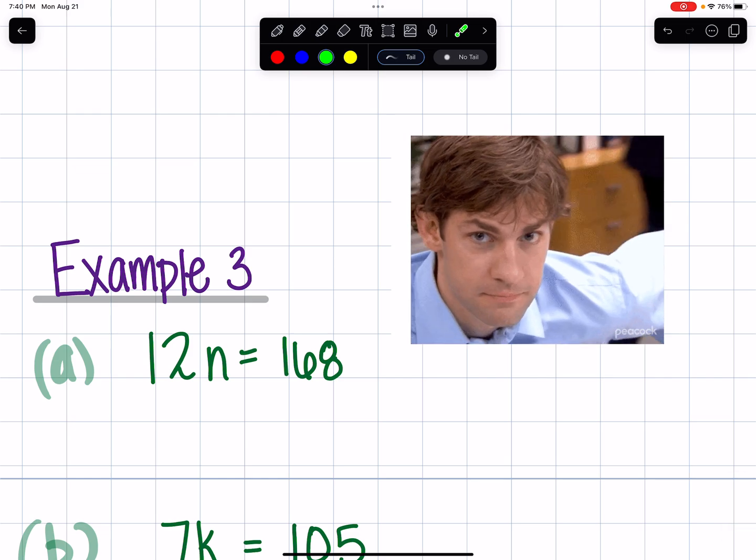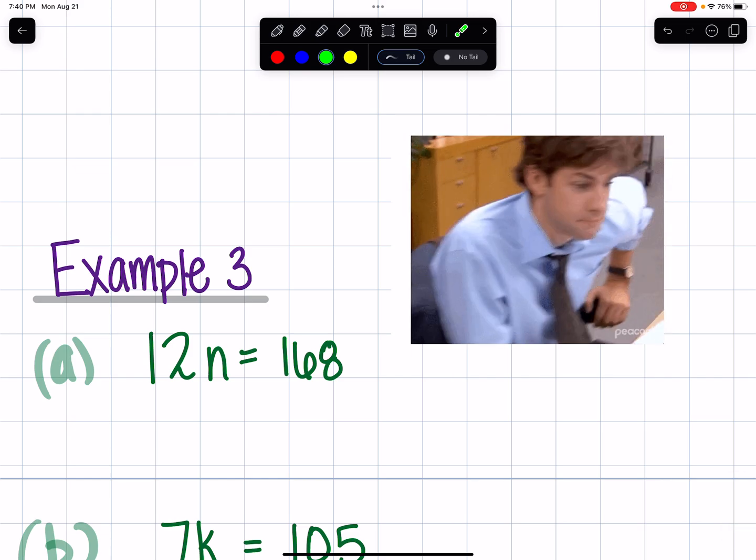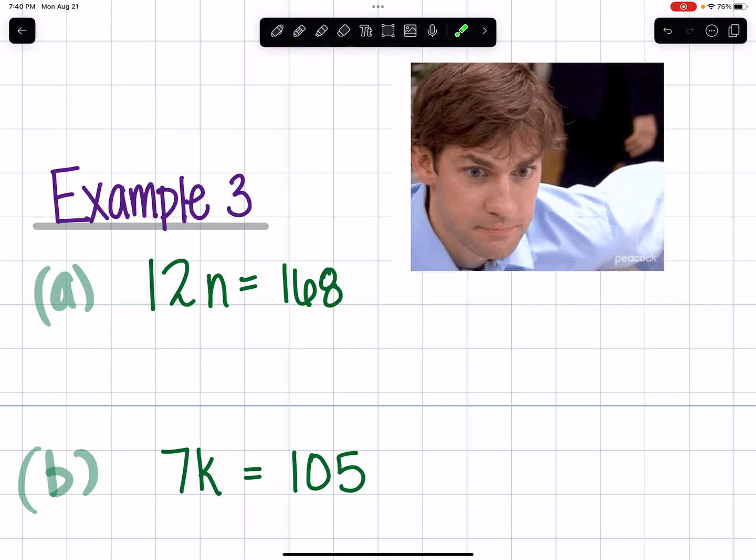Example 3. I know, are you overwhelmed right now, or is this old information for you? I don't know. Tell me if you're overwhelmed or if you already know this stuff.